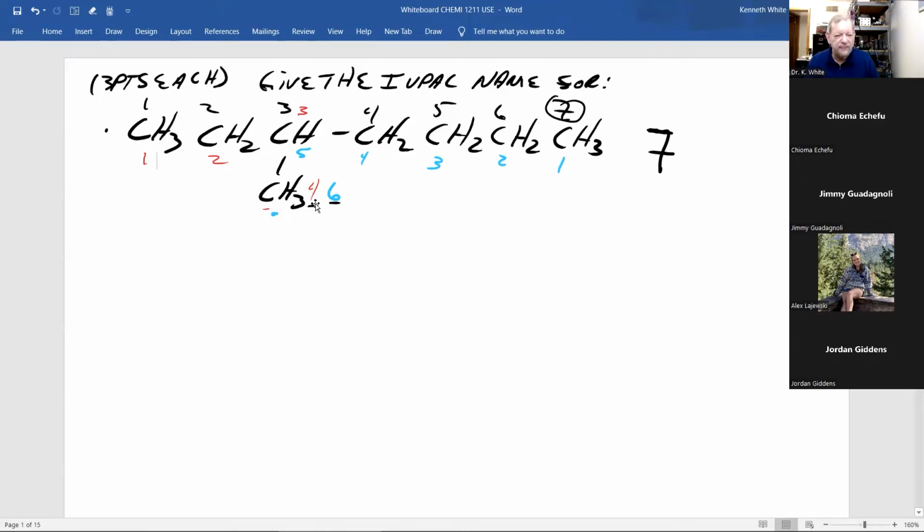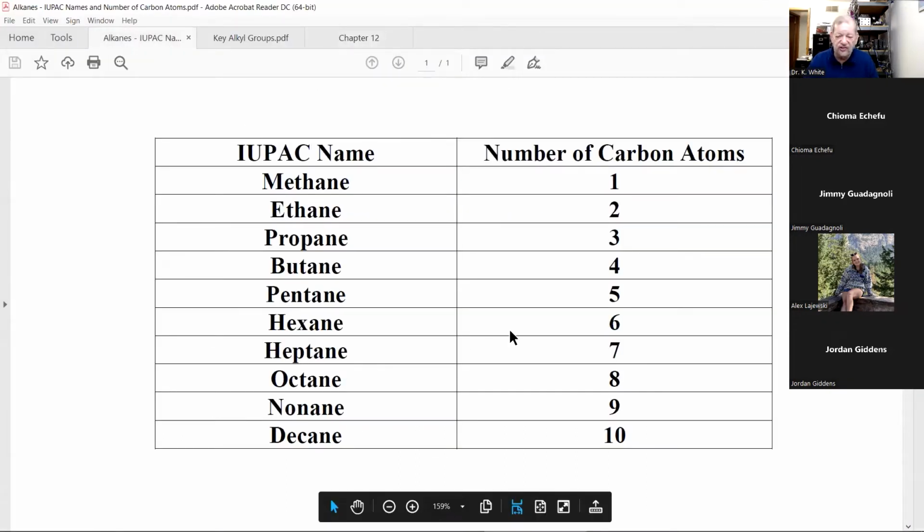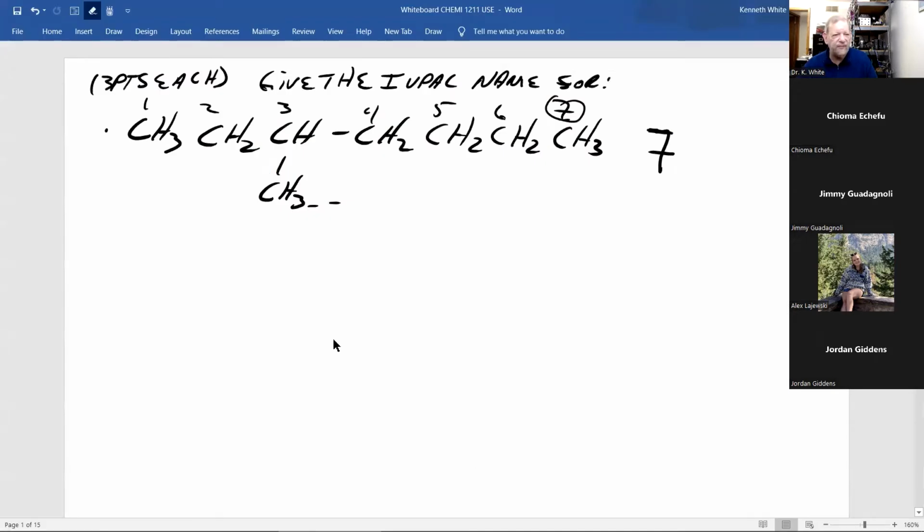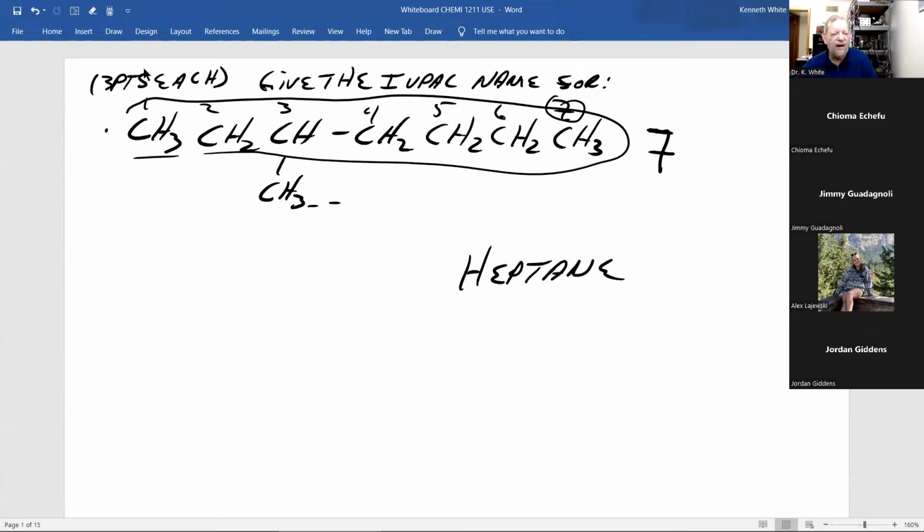And here, it's 7. So first of all, let me clean this up a little. Now, what's the IUPAC name for the root chain for 7 carbons? Well, hopefully, hint, you've learned this chart, and 7 is heptane. So the root name is heptane. And as soon as you say heptane, all of that is spoken for.